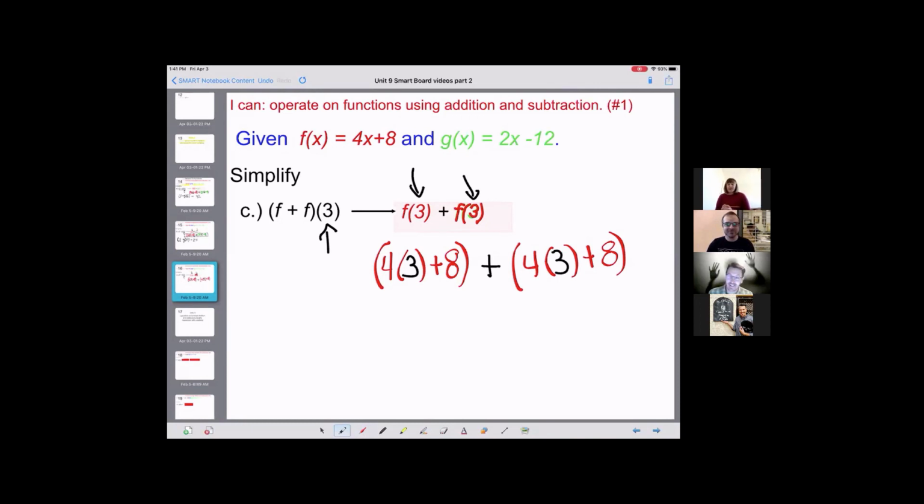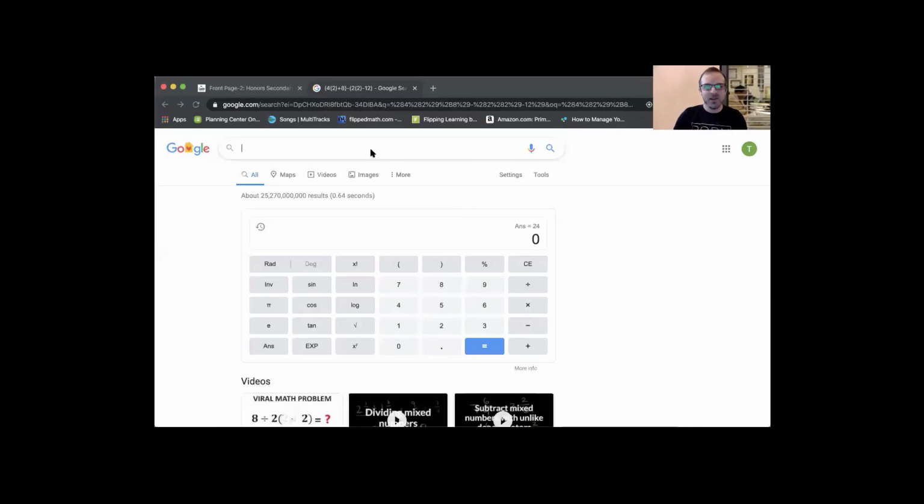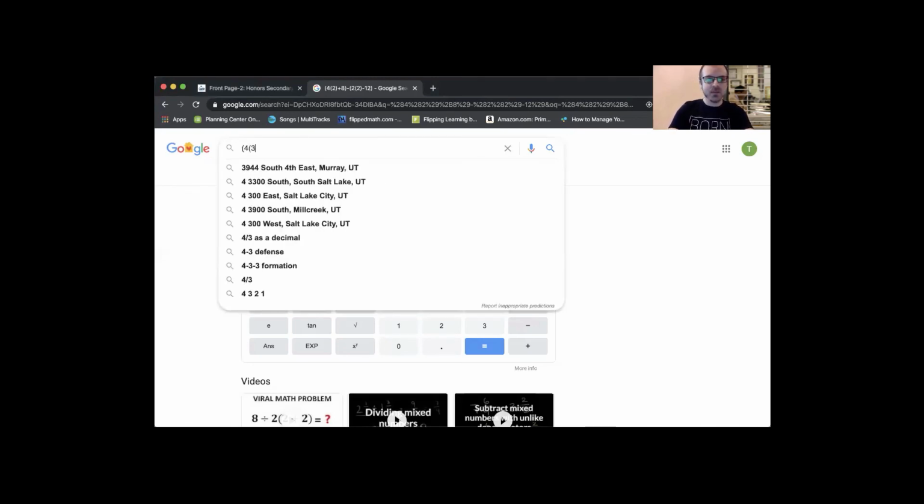Mr. Nelson, are you going to type those in for us? I sure can. I wasn't sure if you wanted to add anything to that. Same thing goes here. We're going to type exactly what we got, not forgetting any of those parentheses. So 4 times 3 plus 8.